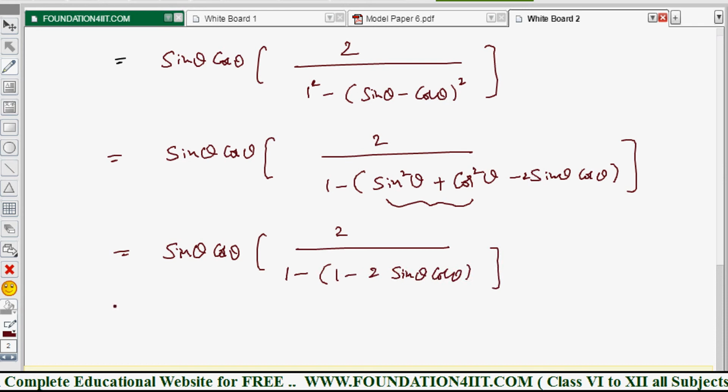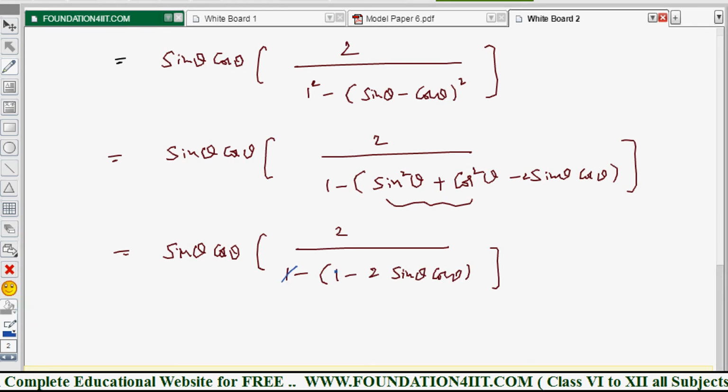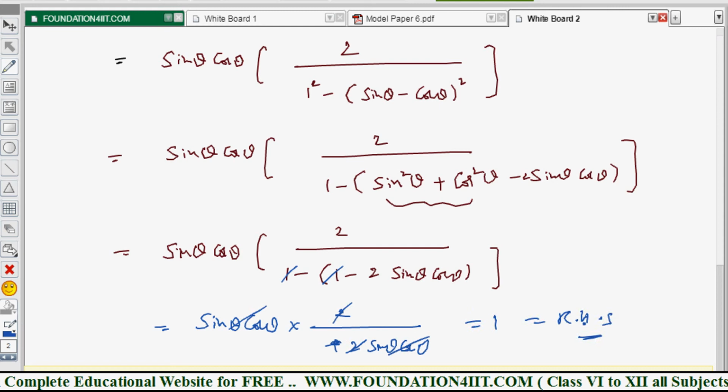Here minus 1 plus 1 get cancelled, and minus to minus, next up is plus. Therefore sin theta cos theta into 2 by minus to minus plus 2 sin theta cos theta. So the 2 cancels, and sin into cos, sin into cos cancel. So finally that is equal to 1. That is the RHS. Okay.